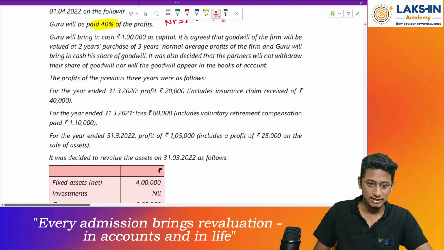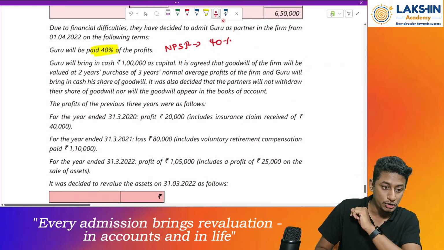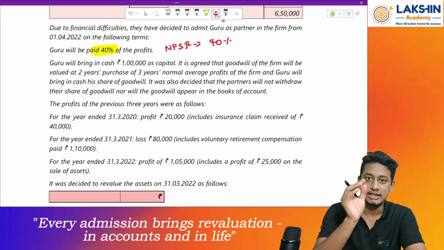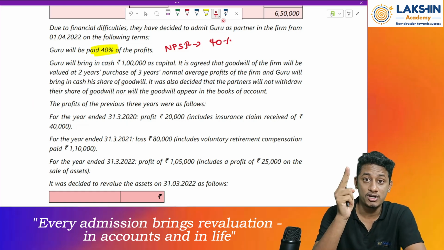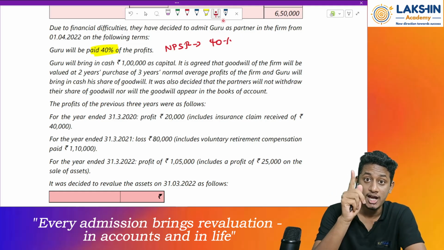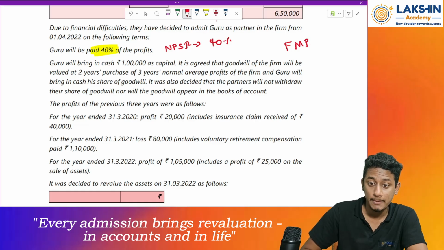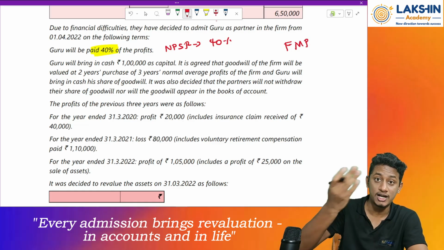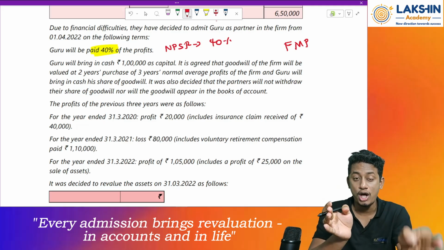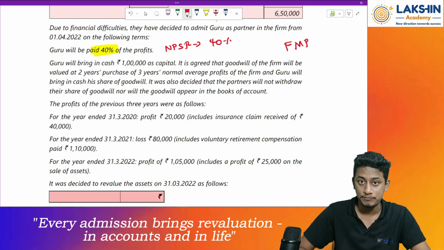So now let's start. First of all, let's compute goodwill first of all. For goodwill computation, they have given us what? 3 years profit, right? But now there's some adjustment. See, remember the concept of goodwill in the second chapter, what I've discussed, how to find out the value of goodwill when average profit method is used. We need to find out something called as future maintainable profit. That means in future, if I am ignoring all the non-recurring expenses or incomes, what will my profit be?